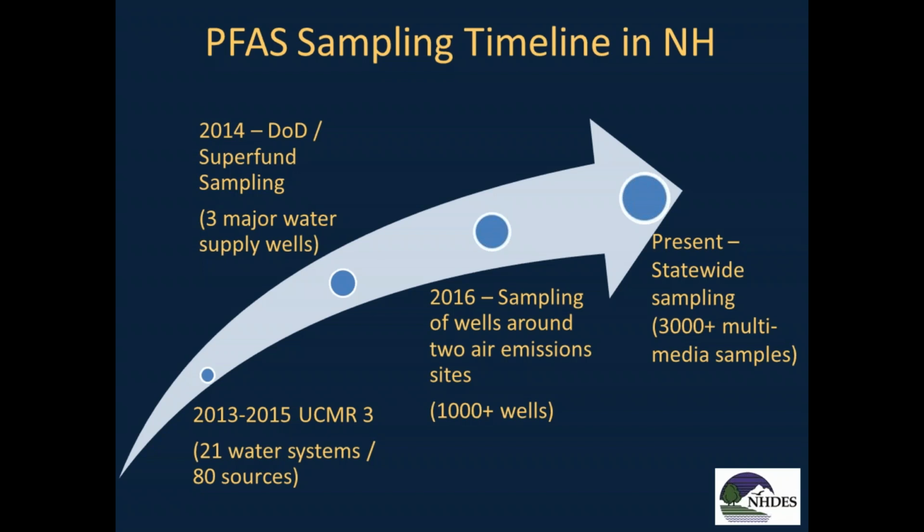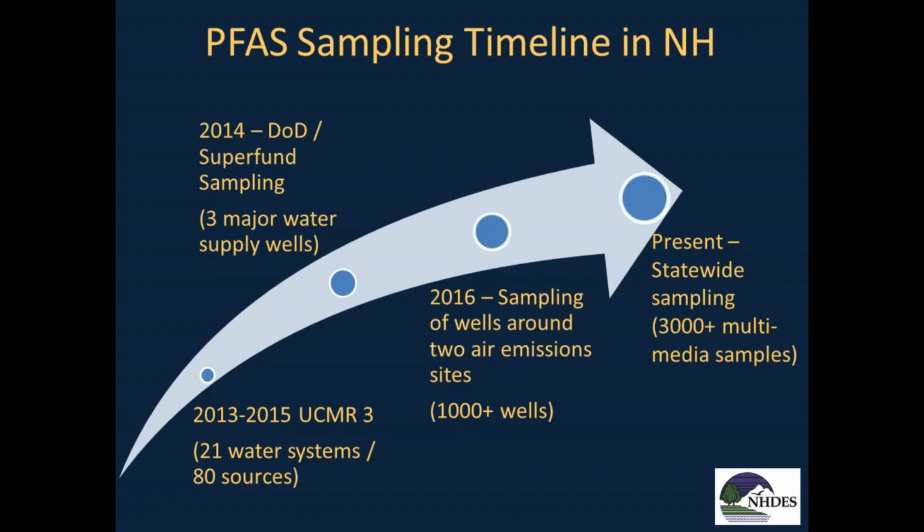After that, the Department of Defense started implementing PFAS sampling at Superfund sites, and we found impacts at the former Pease Air Force Base and had 3 major water supply wells impacted, one of them over the current standard of 70 parts per trillion that we've adopted in New Hampshire, or it's also EPA's health advisory.